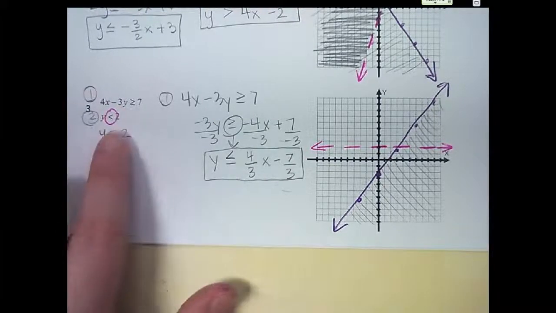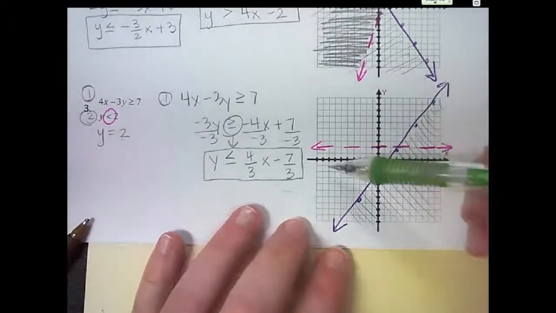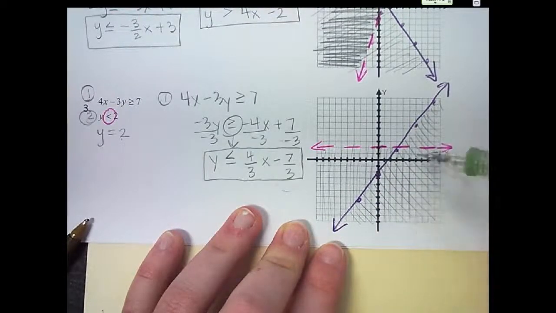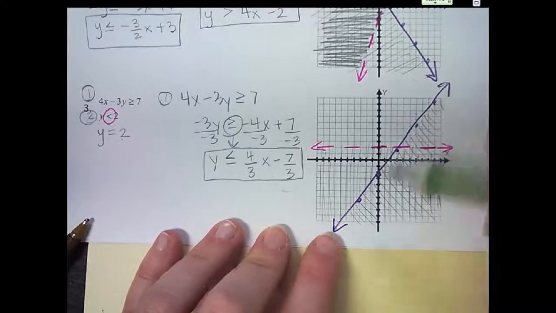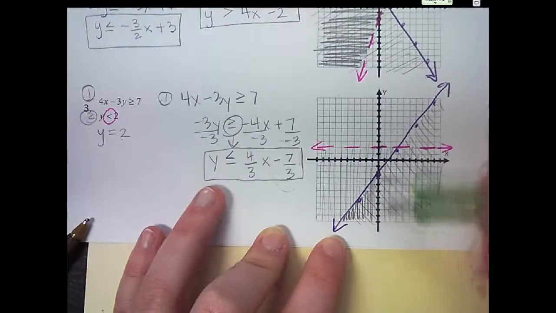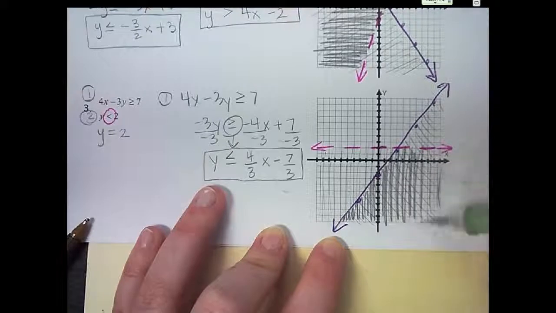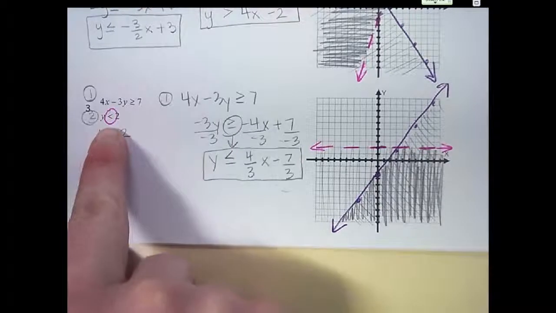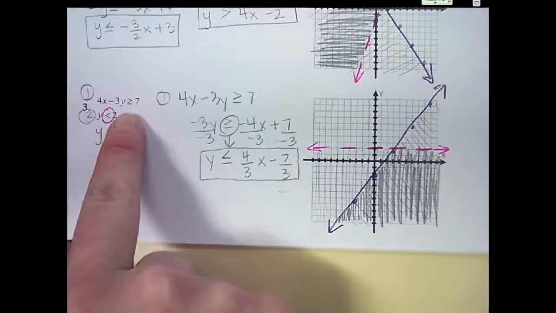It says less than, so this one's nice and easy, jump down. Everything underneath that line. And then you can see your double shaded area is all of this. Yes, the second one should be dashed because there's no equal sign. The first one should be solid because there is an equal sign.